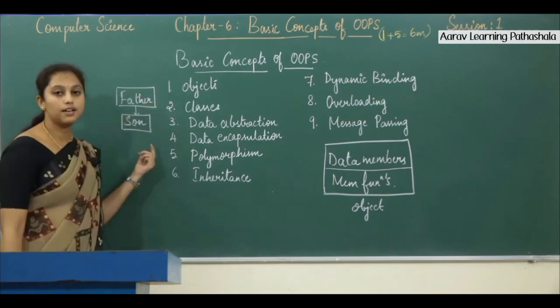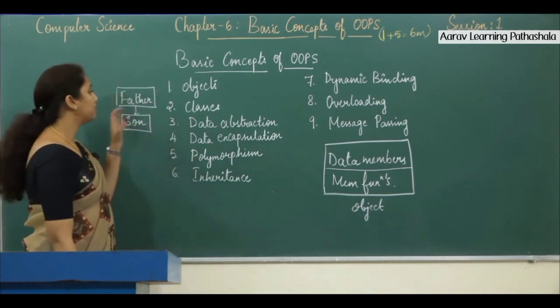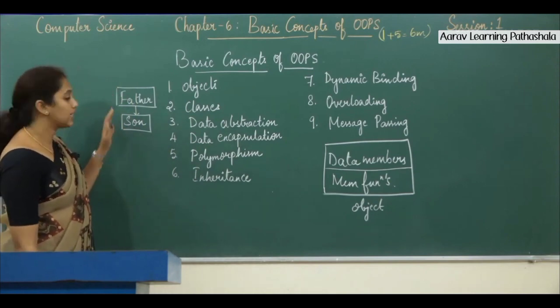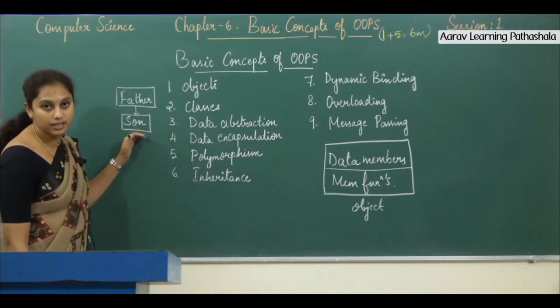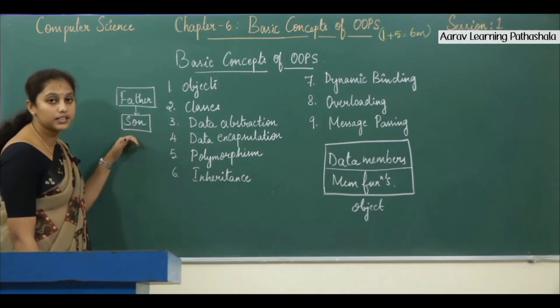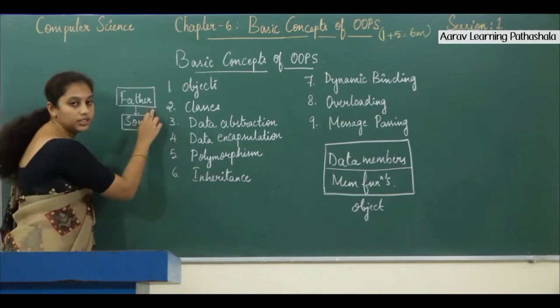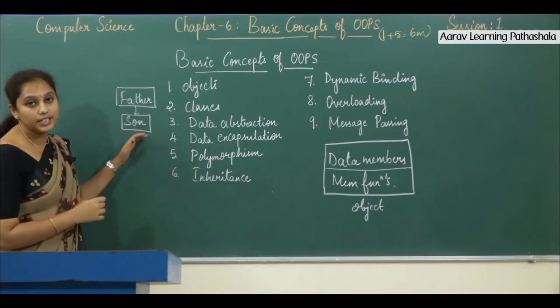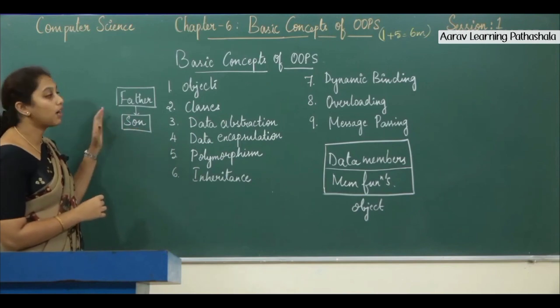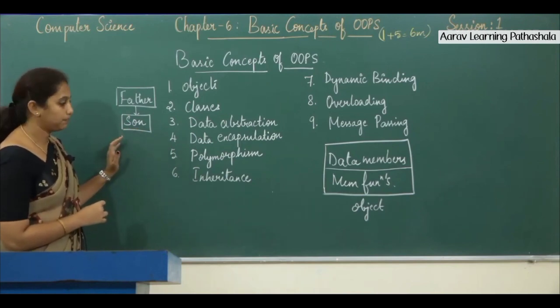So this is single level inheritance. Here father is the base class and son is the deriving class. Son is inheriting the features from his father, so hence son is the derived class. Hence it employs one-to-one relationship.